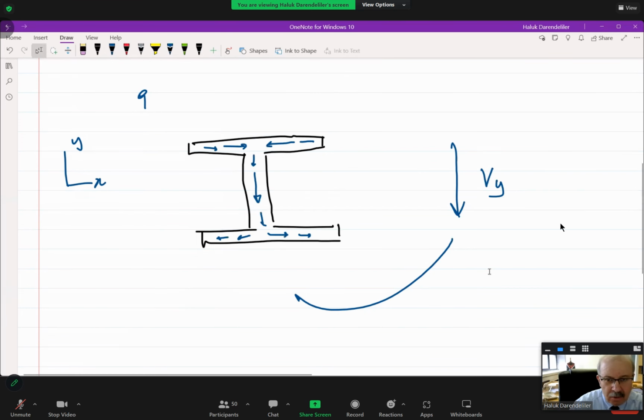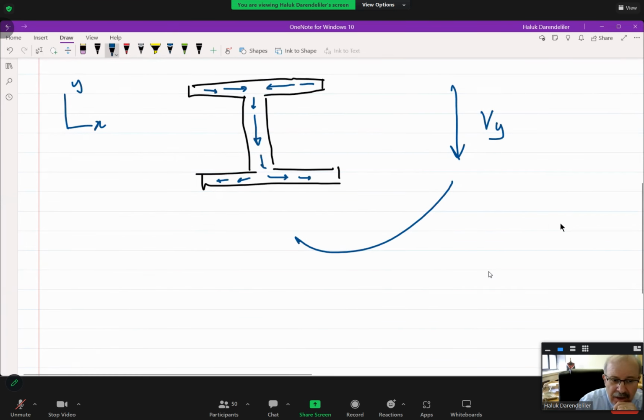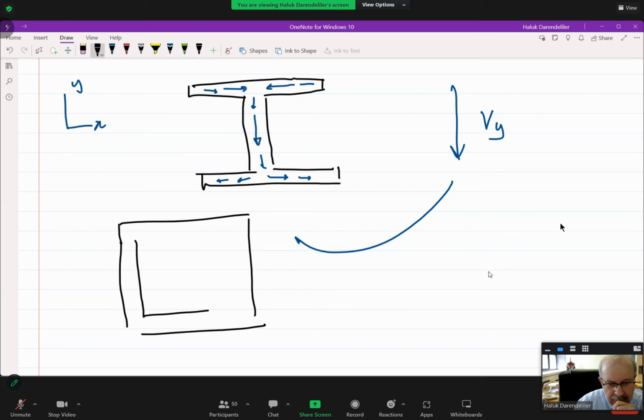This is the I-beam or such beams. On the other hand, please follow carefully, if you have a closed beam like that, say a box-shaped closed beam, thin walled, but don't forget. And again, this is the same force. In this case, here is the force, right? In this case, the shear flow is as follows.